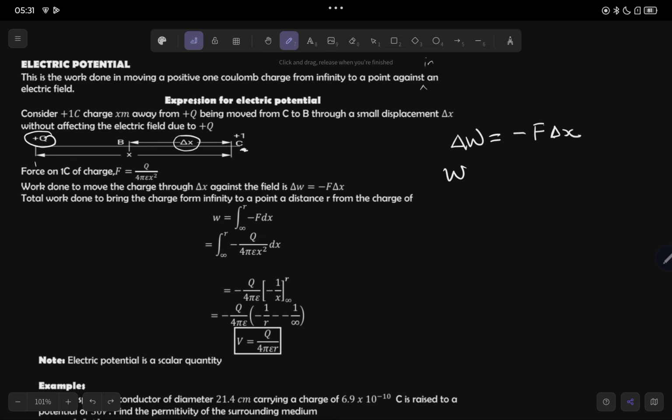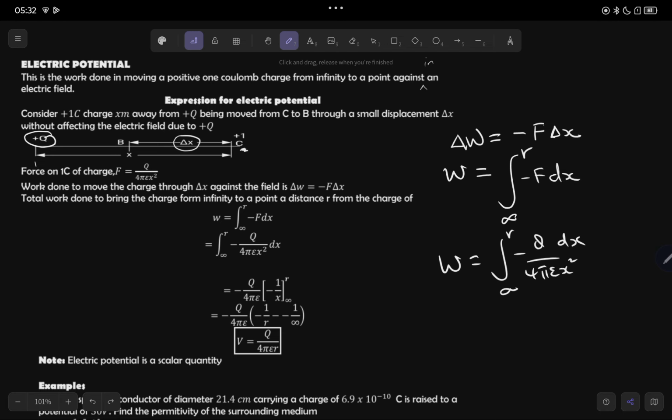So the total work done will be the integral sum from infinity to a point a distance r from a given point charge. So we are summing up the work done: the work done is the integral from infinity to R of negative Q dx over 4 pi epsilon x squared.